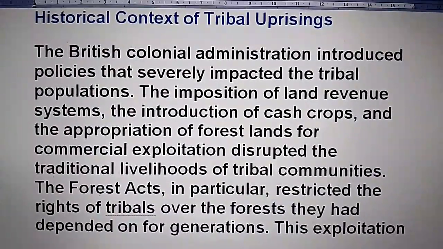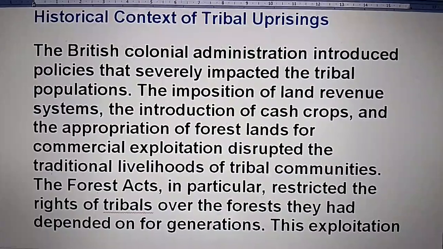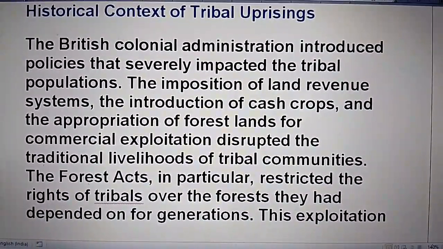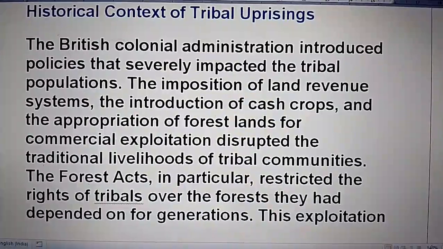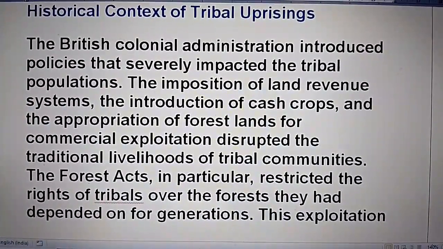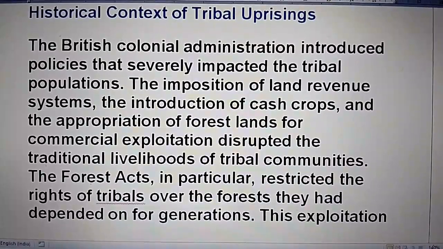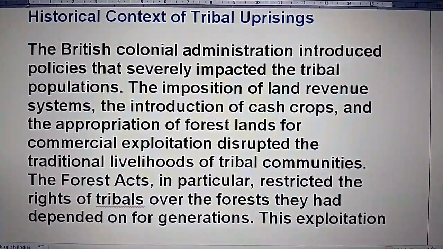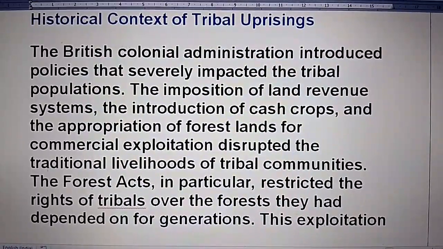Historical context of tribal uprising. The British colonial administration introduced policies that severely impacted the tribal populations. The imposition of the land revenue system, the introduction of cash crops, and the appropriation of forest land for commercial exploitation disrupted the traditional livelihoods of tribal communities.